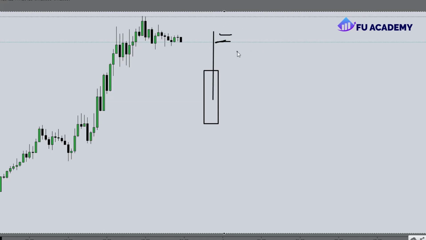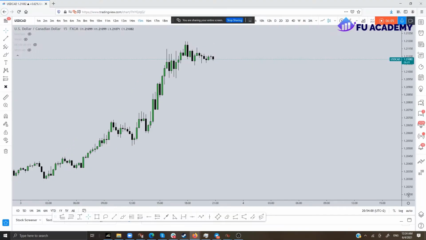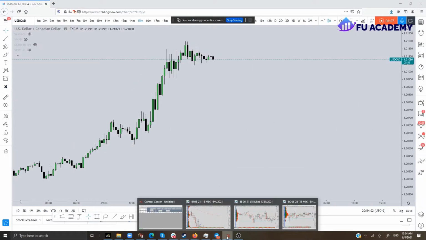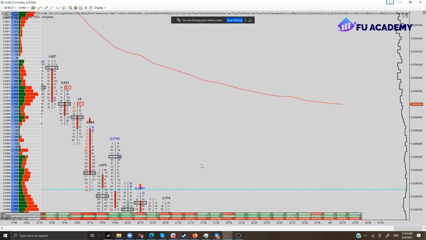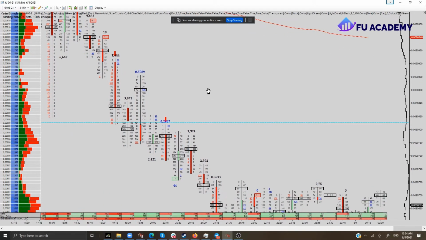This is one of the checklists. One of the confluences is buyer's trap and seller's trap: seller's trap for a buy setup, buyer's trap for a sell setup, excuse me. Let's go to the footprint chart. This is a 6GA chart, USD JPY. This is the inverse of USD JPY.